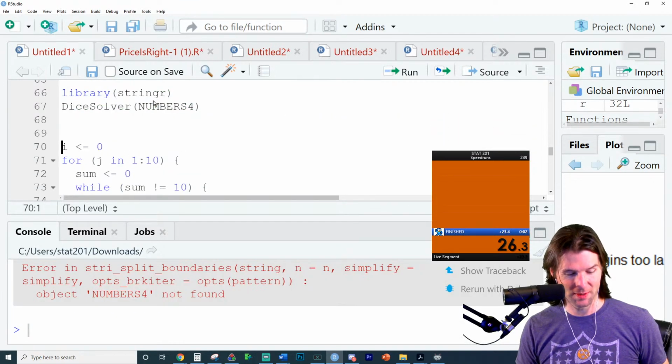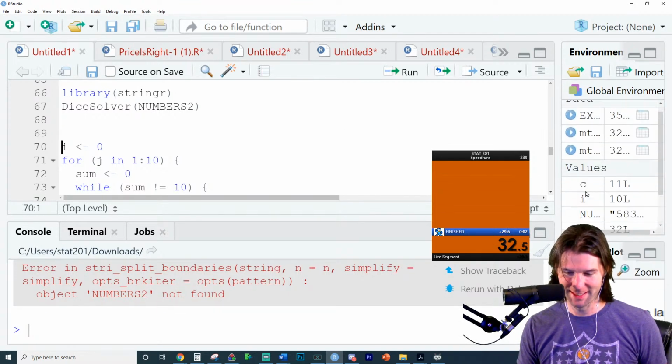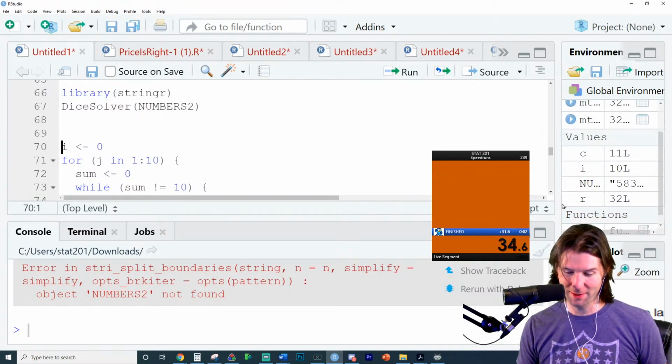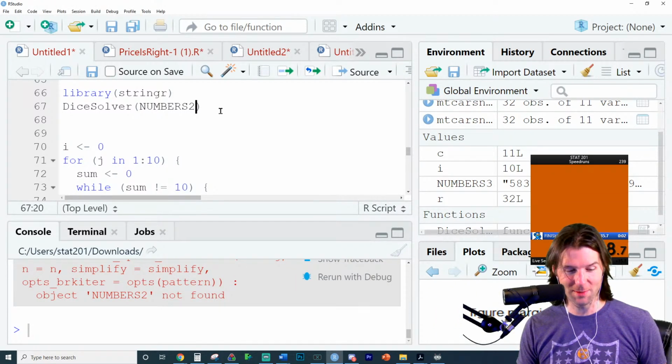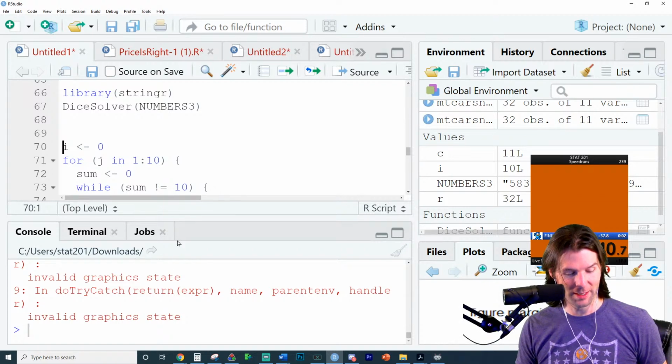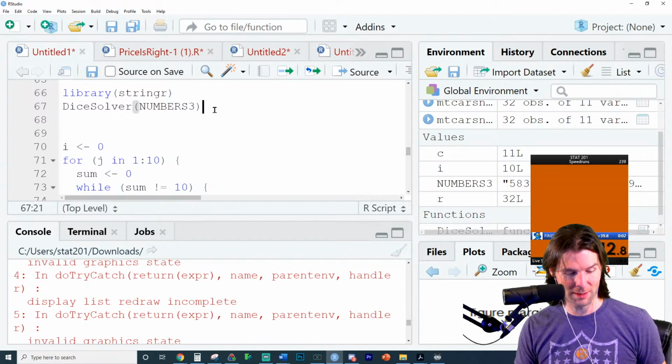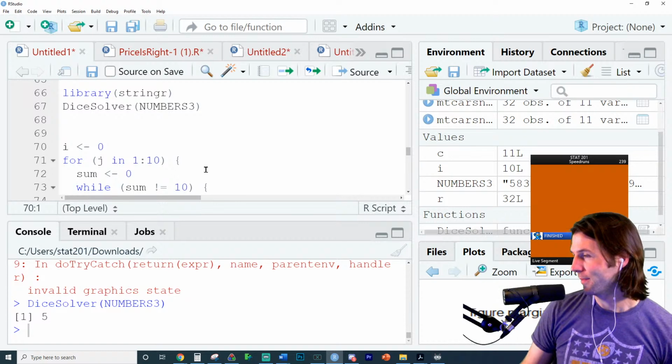Where did I save those numbers? I didn't save those numbers. Did I save them as numbers? Did I save them as numbers 2? Where did I save those numbers? Oh, did I not save? Oh, they're right there. What are they called? Numbers what? Numbers 3. Oh, I should just type numbers 3. Oh, and then you give the graphics error. That's a big graphics error. There we go, 5. Yeah.